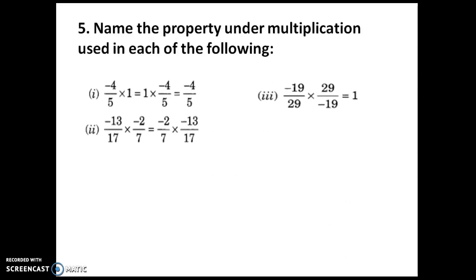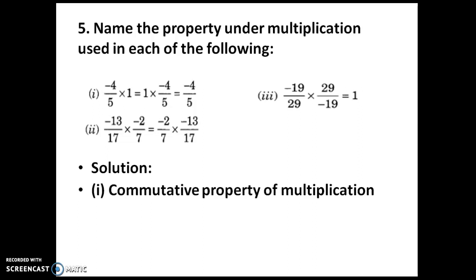Name the property under multiplication used in each of the following. First problem, minus 4 by 5 into 1 equal to 1 into minus 4 by 5 equal to minus 4 by 5. What is the property used that we have to state here? They have changed the order. Minus 4 by 5 into 1 and 1 into minus 4 by 5. So what property is it? Commutative property of multiplication.